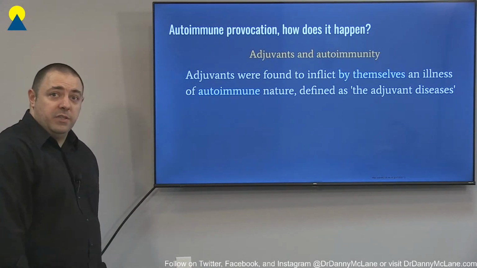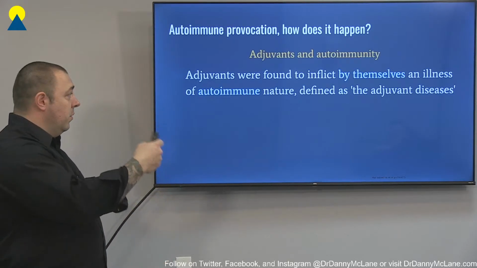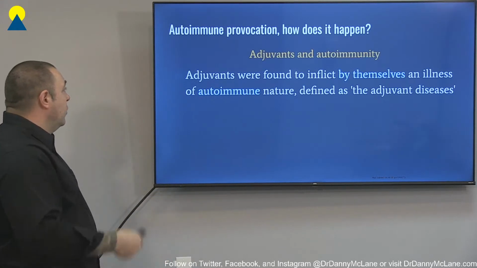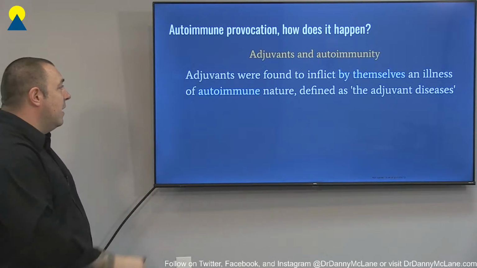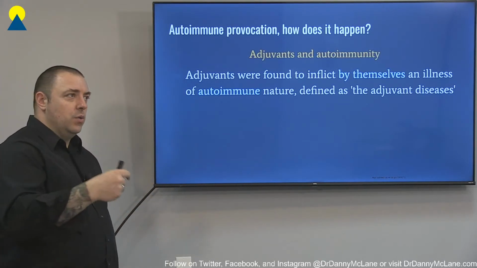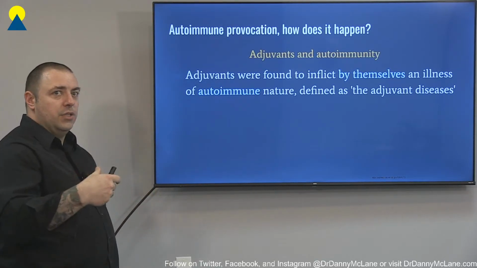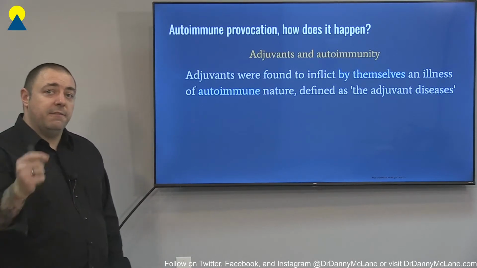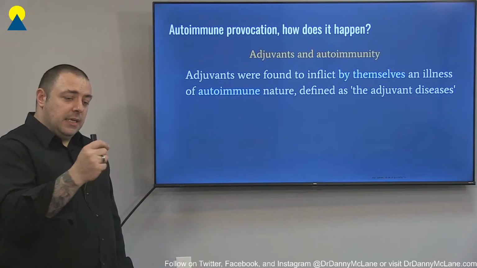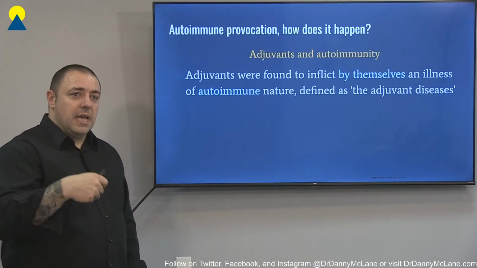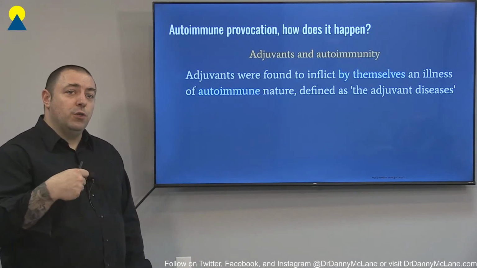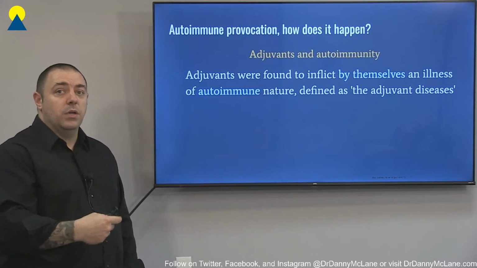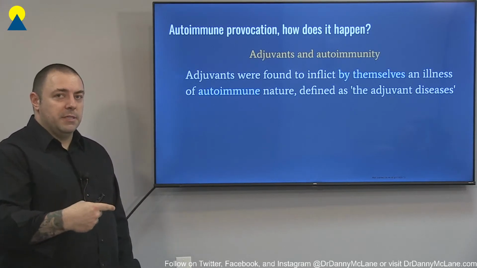Okay, adjuvants. I was told this is a bit of a spicy topic, but it's in the research, so I'm just reporting on it. Here we go. Adjuvants were found to inflict by themselves. An adjuvant is what's used in an injection, typically used in vaccines, to create an immune response so the body finds the proteins and the complements that are associated with diseases, and then it knows to attack them. But if you just put them in by themselves, sometimes it doesn't work. So they throw things in there to stir up the system.